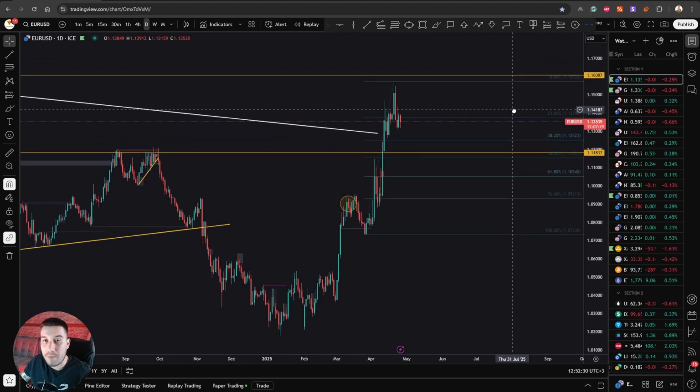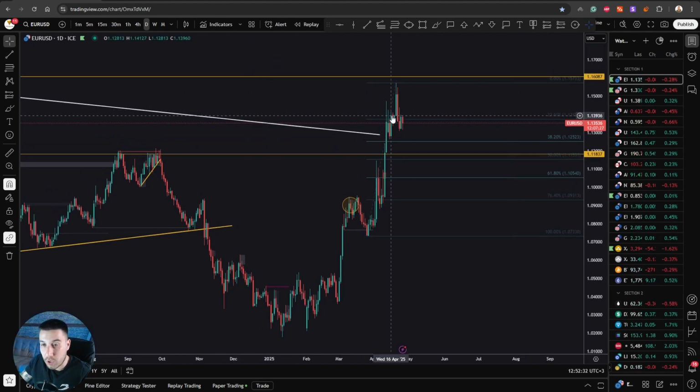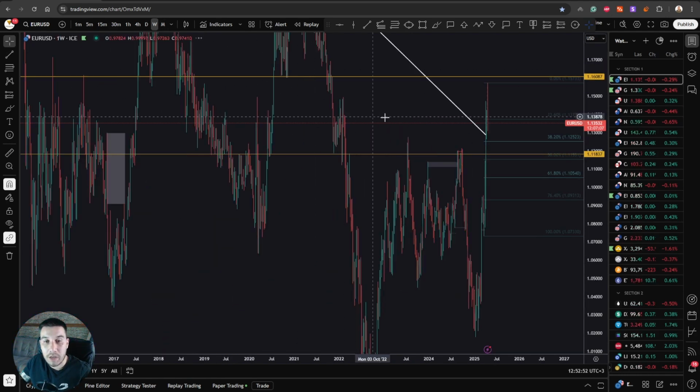Now, before that, we may have a pullback though. And I just wanted to say that a lot of people think that price is already far too high. And a lot of people are actually looking to short this instrument, right? And not just euro dollar, but other instruments that are positively correlated to EU. But what I want to tell you is that you need to have a look at the bigger picture, right?